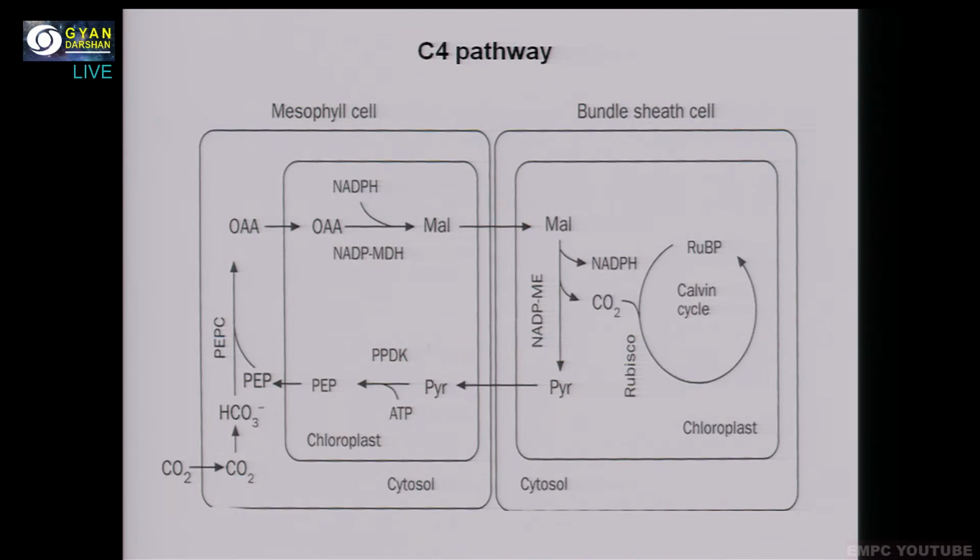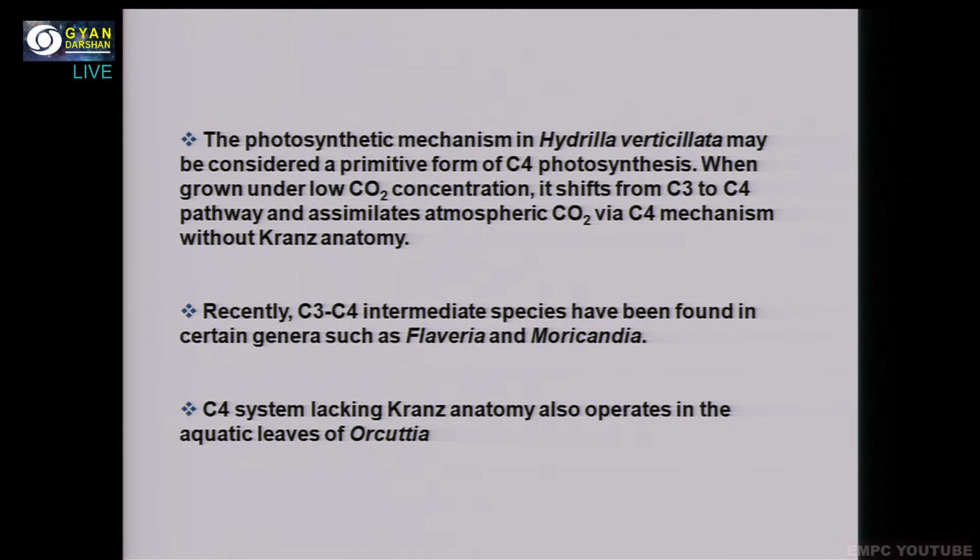So a question might come to your mind that this is not there in C3 plants. Then how will a C3 plant act as a C4 plant? Now in this context, I should mention that there are certain plants which do not have the Kranz anatomy, which do not have such spatial distribution of enzymes, but even then C4 systems lacking Kranz anatomy are also there. There are several C3-C4 intermediate species.